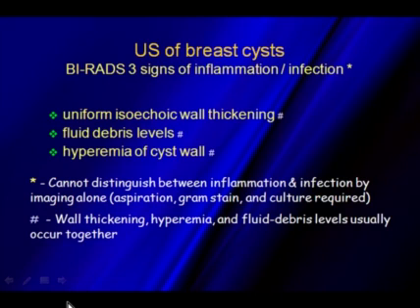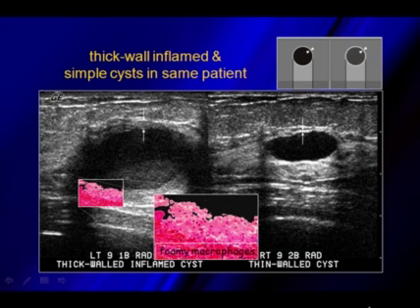You'll notice a fluid debris level, and if we use color Doppler, you'll typically find that there's hyperemia within the cyst wall. Now, sonography cannot distinguish between inflammation and infection by imaging alone, so these will need to be aspirated, and gram stain and culture is required. But if we look at wall thickening, hyperemia, and fluid debris levels, usually all of these will occur together.